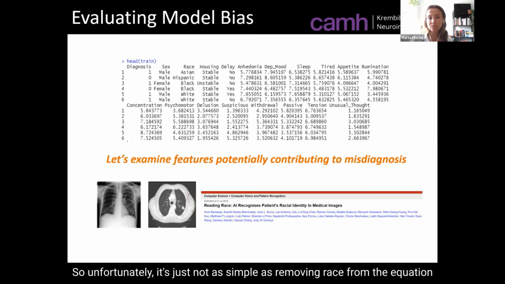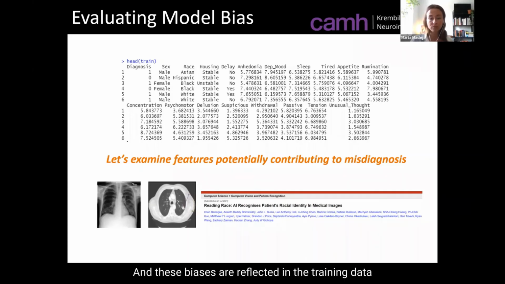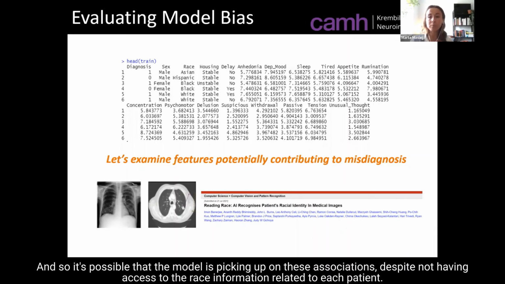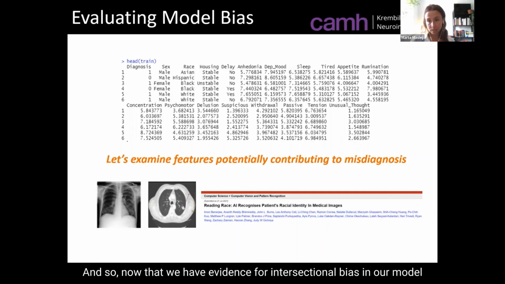So unfortunately, it's just not as simple as removing race from the equation because of these persisting systemic biases, which are related to misdiagnosis. And these biases are reflected in the training data, since the socio-environmental and clinical factors relevant for misdiagnosis are also associated with race. And so it's possible that the model is picking up on these associations despite not having access to the race information related to each patient. And so now that we have evidence for intersectional bias in our model, we could explore some of the training features that might underlie this bias.